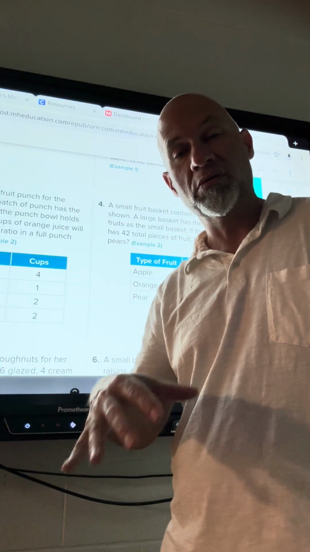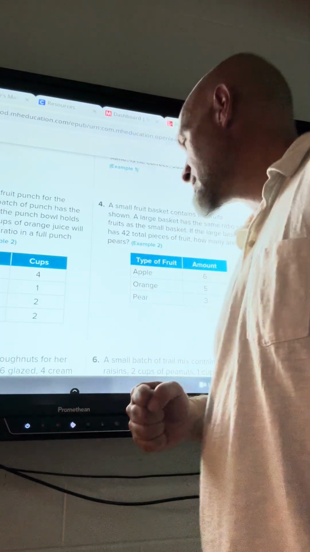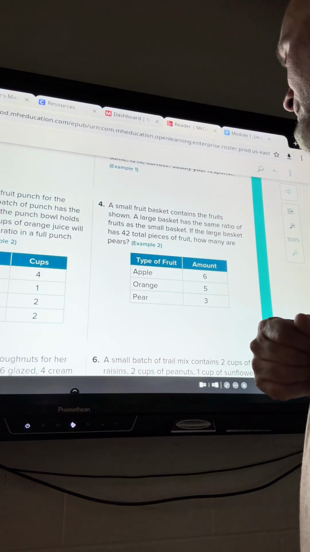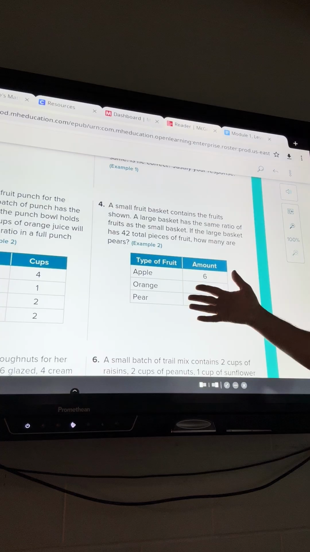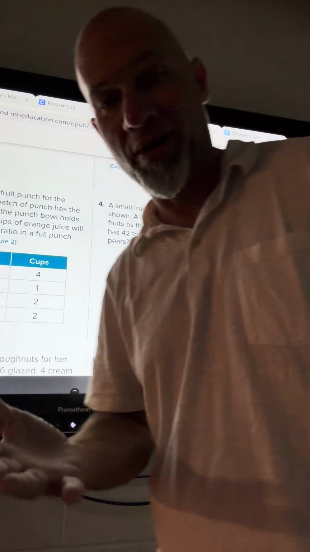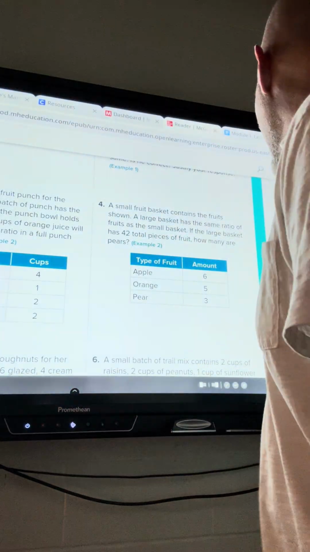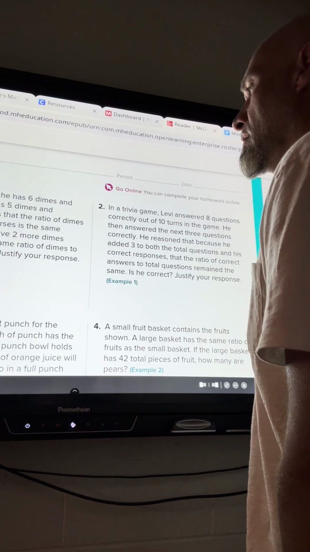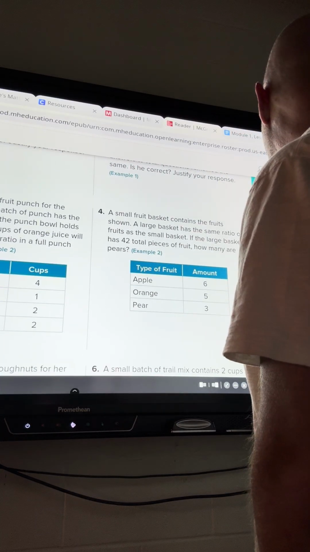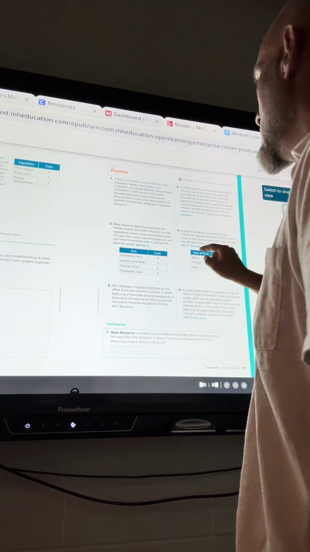We did whole and part today in class. Same thing here with the fruit basket, right? Total pieces. Well, first of all, how many total pieces are in this basket? And what about the large basket? Well, what do you know? And then on number 10, the next question. Oops, sorry.